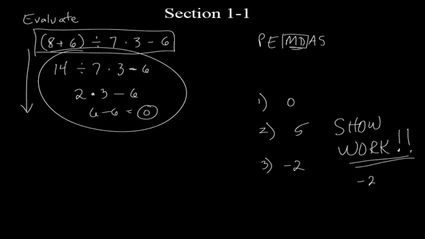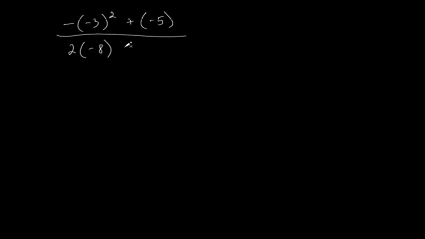Let's do another one of these. This is a little bit more involved. I almost said complicated, but I wouldn't say that. It's just more involved. Plus -5. Watch this. Big old division. And then 2 times -8. And then minus 5 times 3. All right, so here we go.